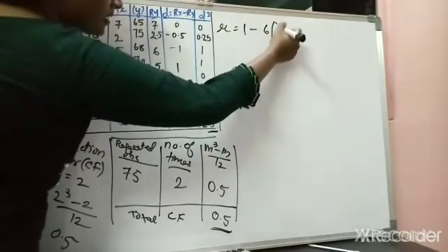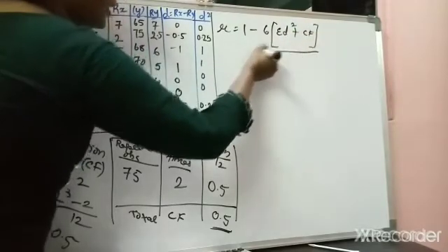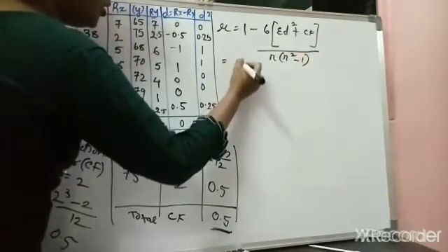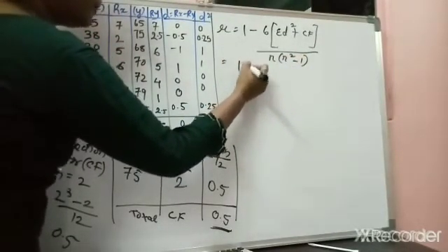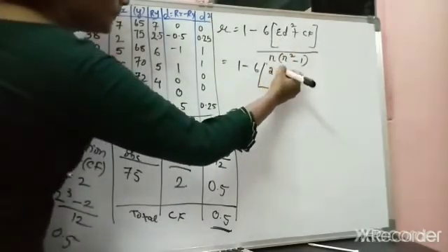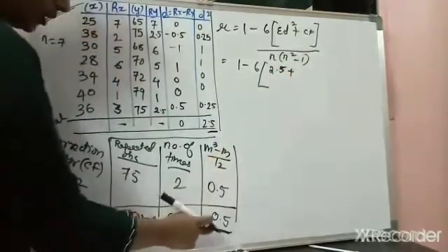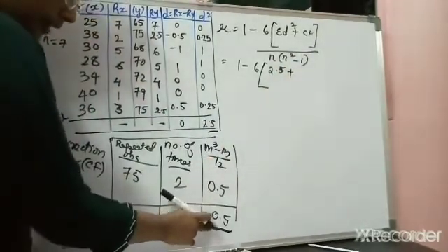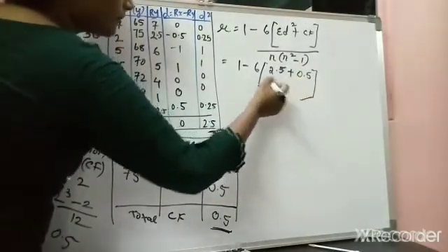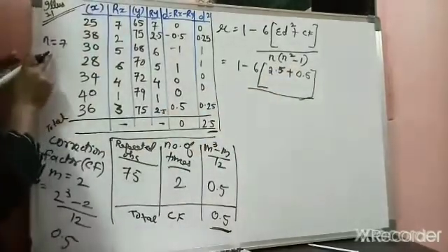Sigma bracket sigma D square plus CF divide by n square minus 1. Now, R is equal to 1 minus 6. What is sigma D square? 2.5, plus CF. What is CF? Your CF is 0.5. Okay. So, 2.5 plus 0.5 divide by n. What is your n? It is 7.